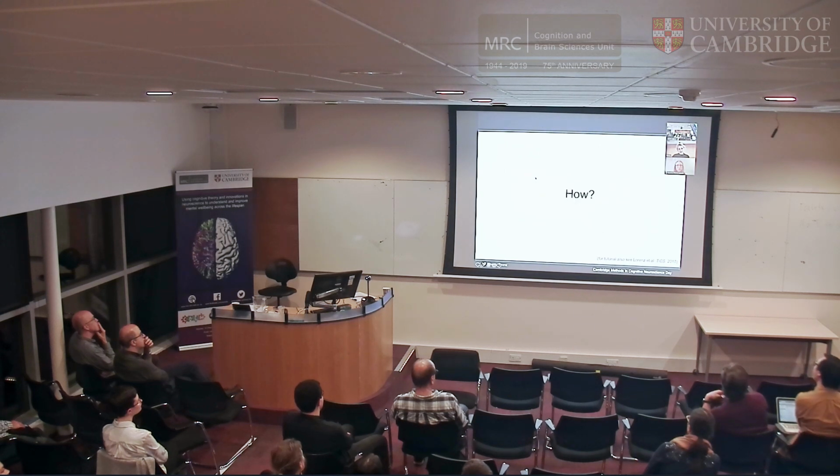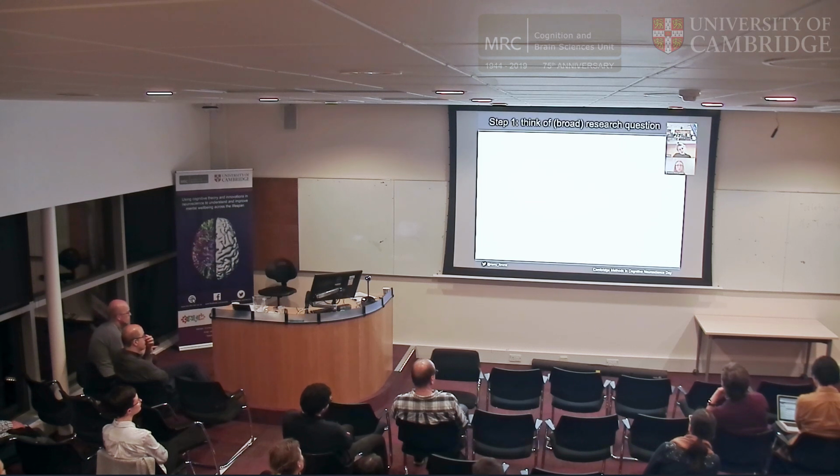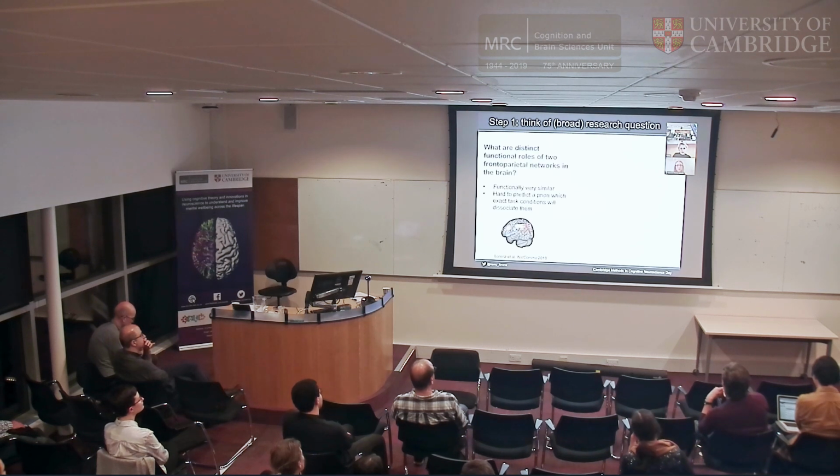But yeah, now I will tell you exactly how you could set up such an experiment, and I hope that the whole approach will get a bit clearer in the following slides. So first, you have to think of a broad research question you could potentially not address in a classic kind of experiment. In one of our studies, we asked what are the distinct functional roles two frontal parietal networks play in the brain and high-level cognition.